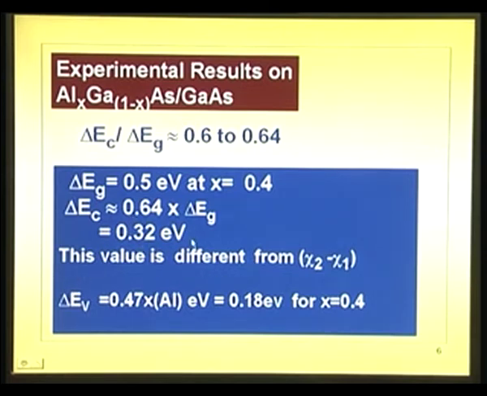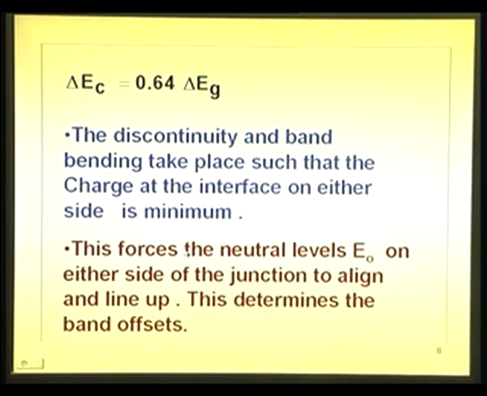Okay. Now, how does it come about? What is it that is hidden in this? The discontinuity delta Ec, and the band bending, they are tied together. They take place finally so that the neutral levels are aligned. See, like in the case of a metal semiconductor Schottky barrier, the Fermi level gets closer and closer to the neutral level. Here, two materials are there with a neutral level. Aluminum gallium arsenide and gallium arsenide belong to almost the same species, because after all aluminum can replace gallium very quietly to give aluminum gallium arsenide. So, the neutral level in gallium arsenide is at 1/3 Eg above the valence band. So, what this tells us is this forces the neutral level E naught on either side of the junction to align and line up. Okay.